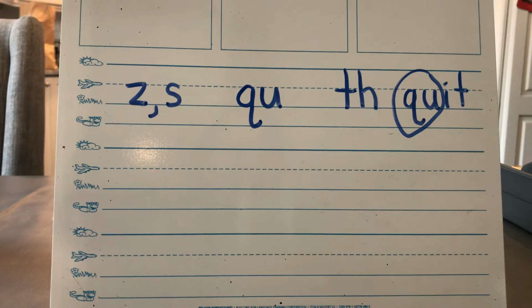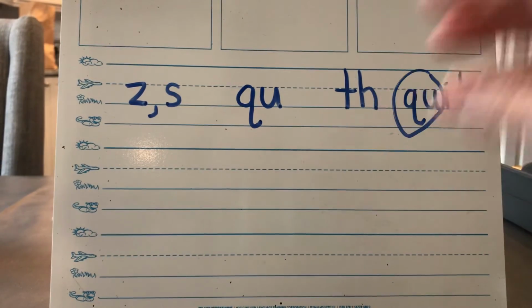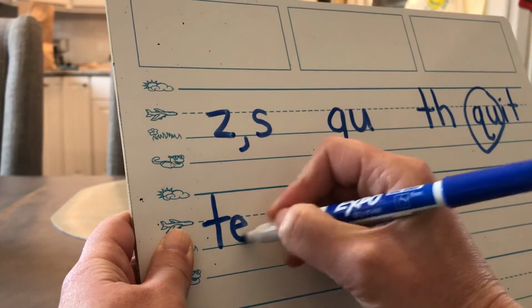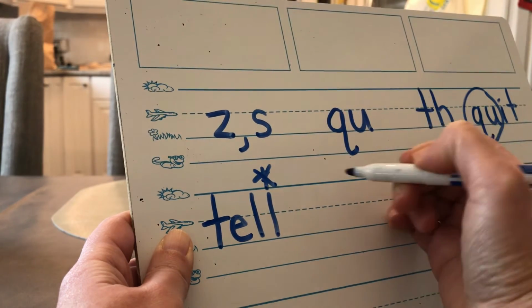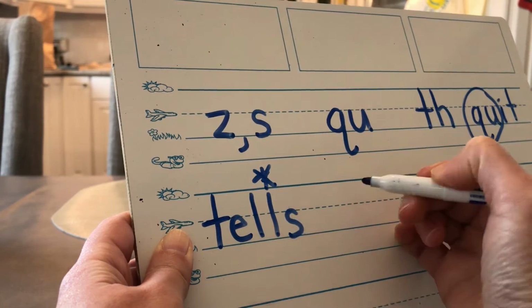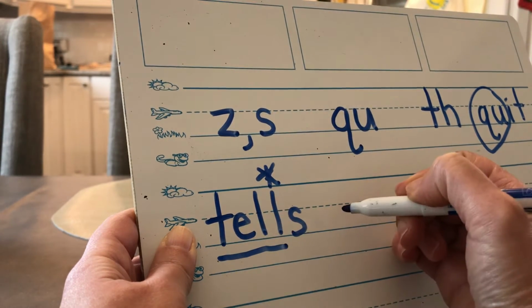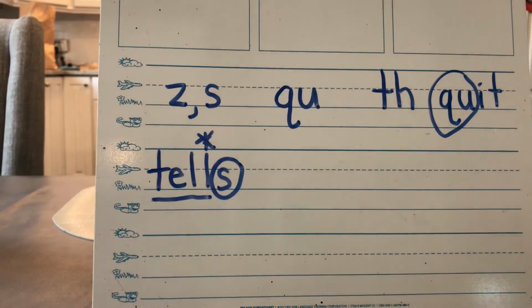Next word, tells. Say tells. What's the base word? Tell. Let's tap it. T-E-L. So first we can spell tell. T-E-L-L. Oh, I can mark that bonus L, but it says tells. So I need to add the S. How do we mark it? Well, we underline the base word, which is tell, the word without the suffix S, and circle the suffix S. She tells her mom that she is finished with her work.